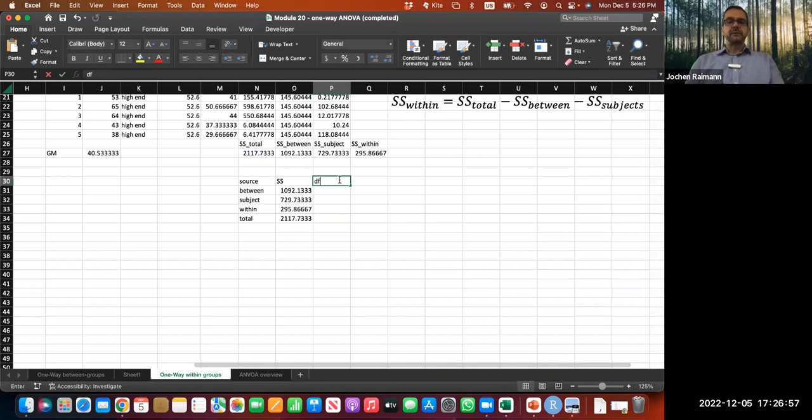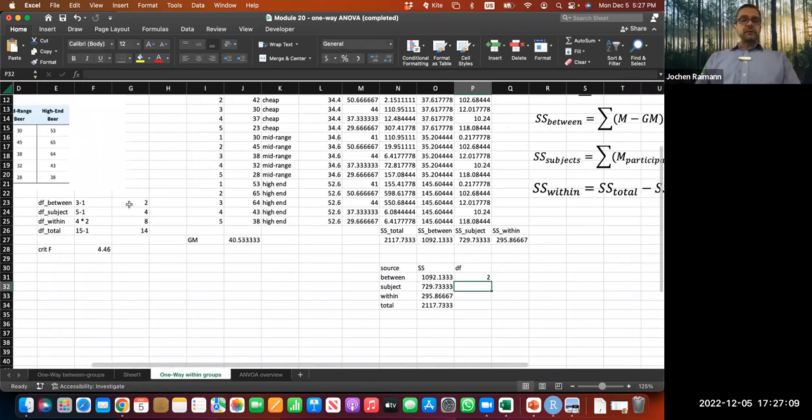Degrees of freedom: we know for between it's 3 groups, and 3 minus 1 is 2. We have subjects as 5 individuals, and we know that 5 minus 1 is 4. For within, we have 4 multiplied by 2, that's degrees of freedom subject multiplied by degrees of freedom between, that's 8. And the arithmetic sum is 8 plus 4 plus 2 comes to 14.